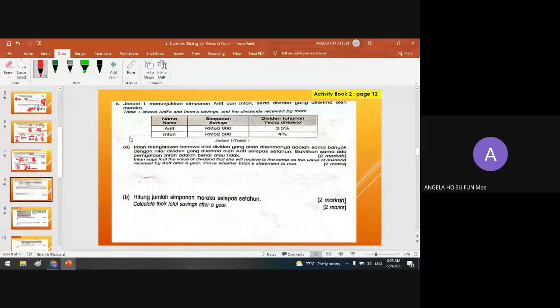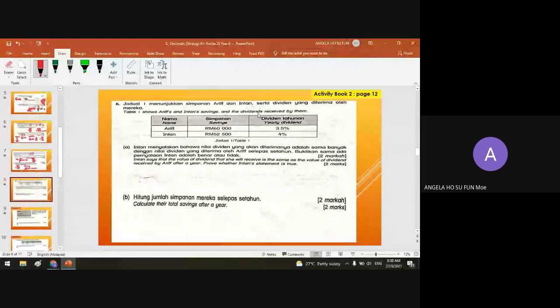Okay, last question, number 6 here. Like what Teacher Yong mentioned just now, this is normally related to your daily life. It involves dividend. If you go to the bank and put your savings in the bank, like what the teacher told you before, normally the bank will reward you with a yearly dividend. You can see from here, Table 1 shows Arif's and Intan's savings. Arif saved 60,000 and Intan saved 52,500 ringgit in the bank.